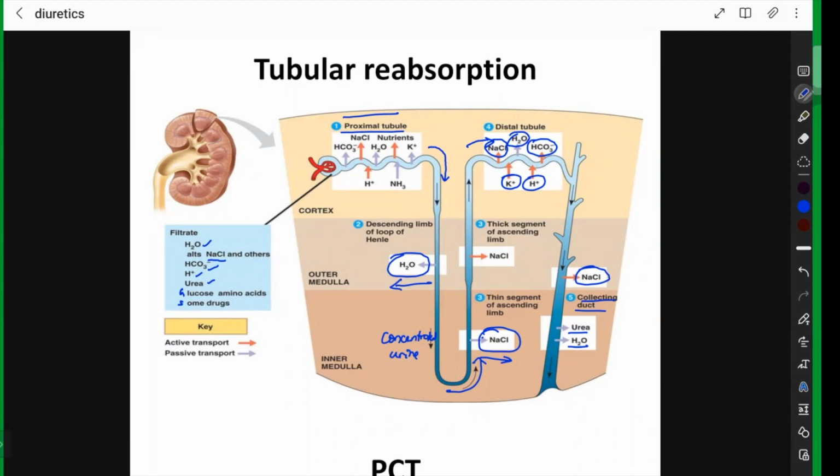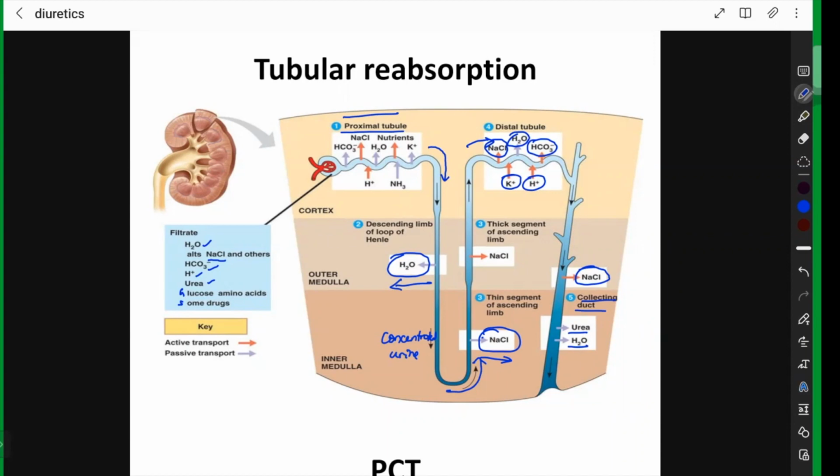Then what happens? Then there is going to be the ascending limb. In the ascending limb, sodium chloride gets reabsorbed. When the sodium chloride is reabsorbed, the water gets diluted. That's why you call it the diluting loop of Henle.